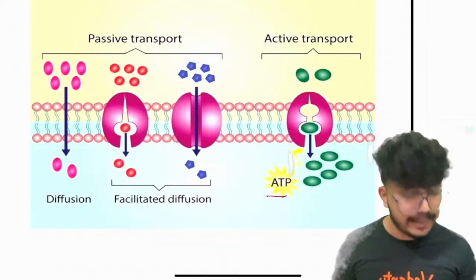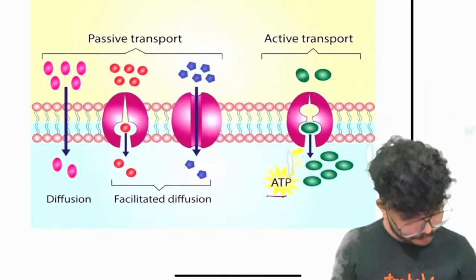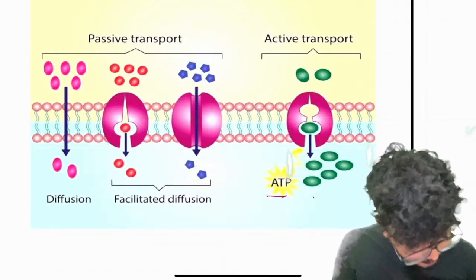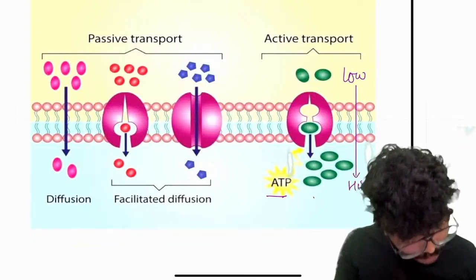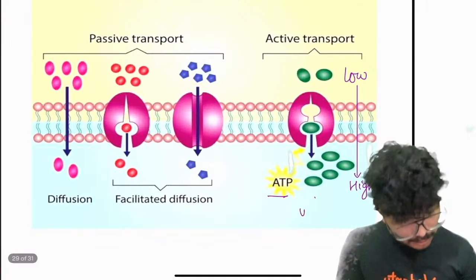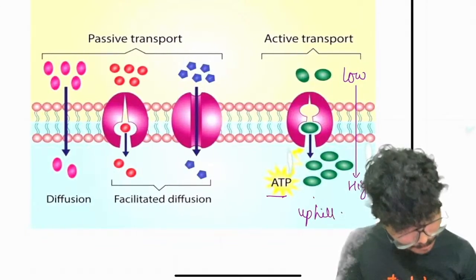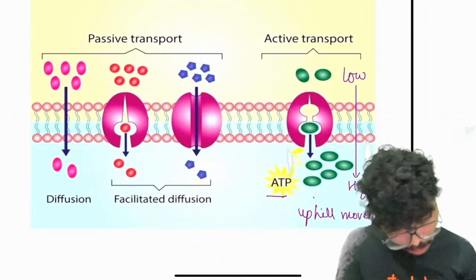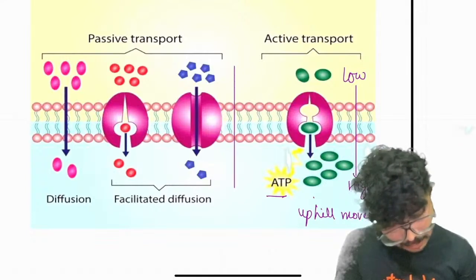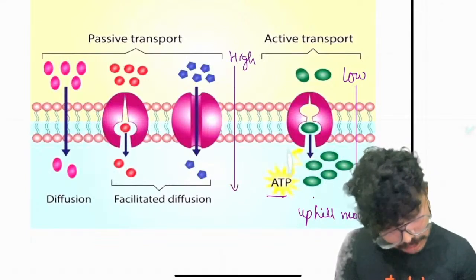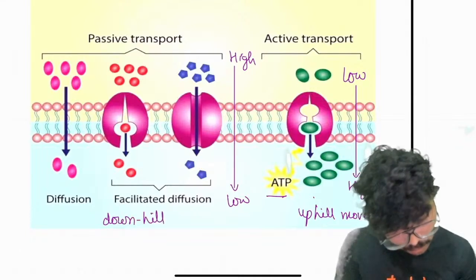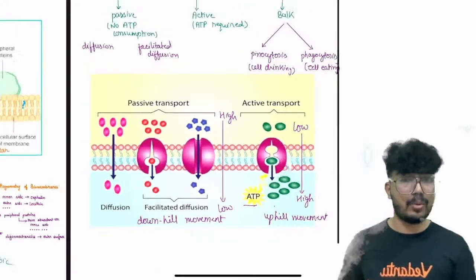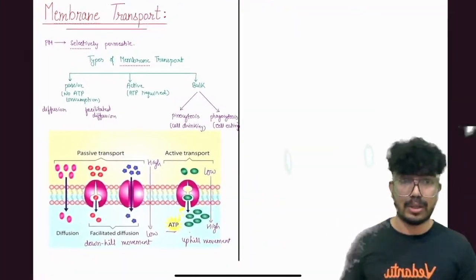In this, ATP is consumed. So this is against the concentration gradient. The molecule is moving from low concentration towards the high concentration. Such movement is called uphill movement. So this shows uphill movement. And for passive transport, high concentration to low concentration, this is downhill movement. So this is all about the membrane transport.